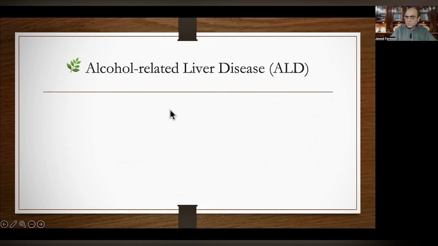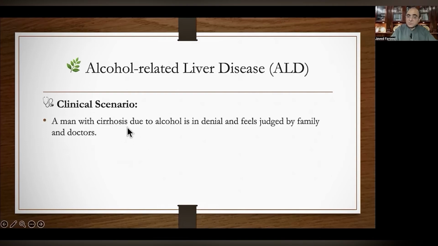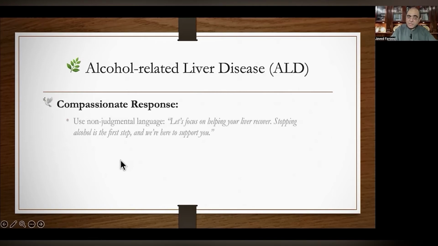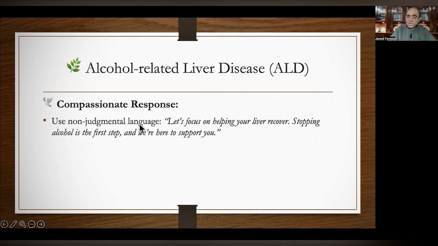Then another disease you may come across is the alcohol-related liver disease. A clinical scenario: a man with cirrhosis due to alcohol is in denial and feels judged by family and doctors. Compassionate care in such scenario: use non-judgmental language. Let's focus on helping your liver recover. Stopping alcohol is the first step, and we are here to support you.